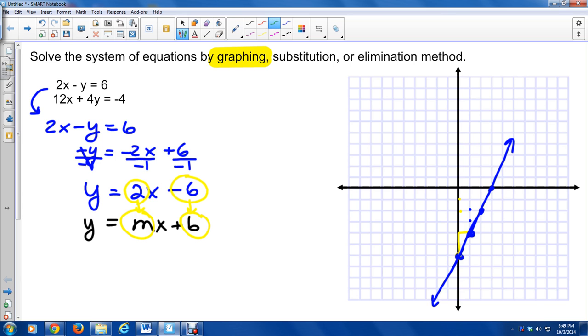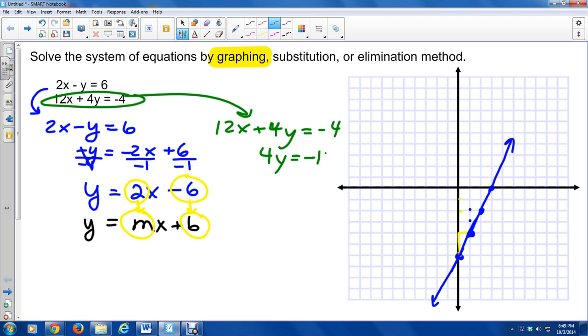Let's go ahead and graph our second line. So again, I need to solve this for y. I've got 12x plus 4y equals negative 4. I'm going to subtract the 12x to get 4y equals negative 12x minus 4. And divide by 4, all three terms, giving me y equals negative 12 divided by 4 is a negative 3x, negative 4 divided by 4, minus 1.